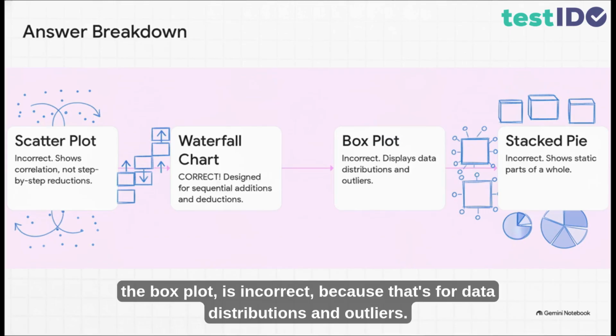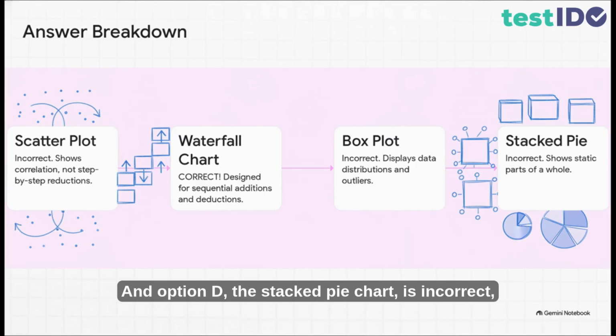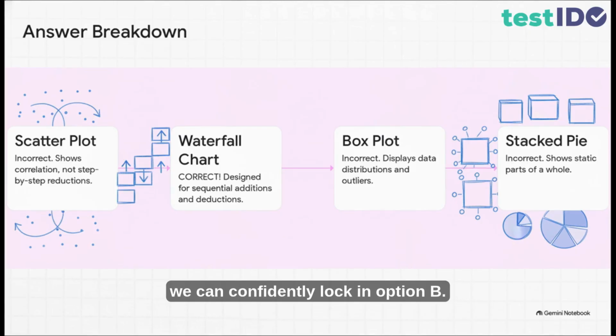Option C, the box plot, is incorrect, because that's for data distributions and outliers. And option D, the stacked pie chart, is incorrect, because pie charts just show static parts of a whole. They don't show sequential financial flow. So, by relying on our trusty keyword shortcuts, we can confidently lock in option B.